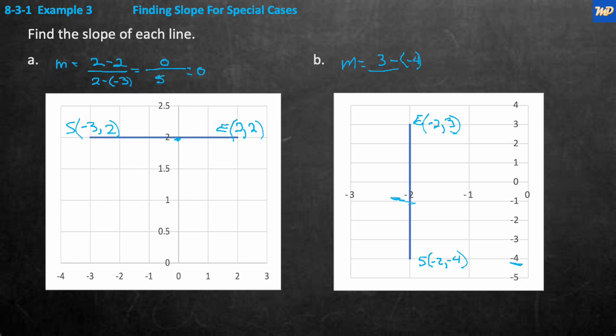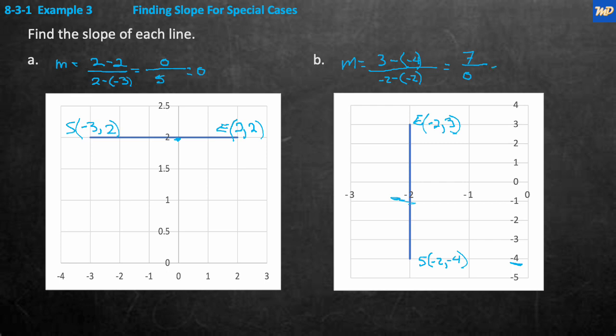and over, now we're going to do the x's, because it's rise over run. So the x's say minus 2 minus, what is this, minus 2. So 3 minus a minus 4 is equal to 3 plus 4, which is 7, all over minus 2 minus a minus 2, which is a plus 2. Minus 2 plus 2 is equal to 0.